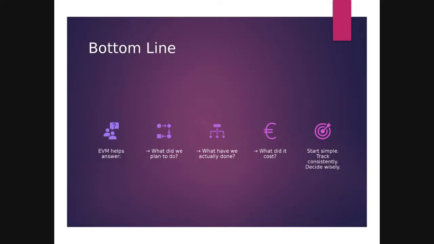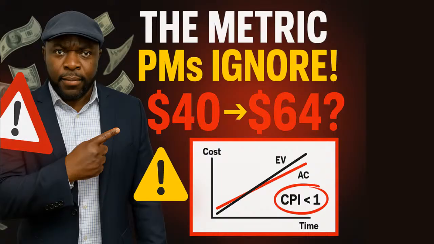So the bottom line is earned value helps answer what did we plan to do, what have we actually done, and what did it cost. Start simple, track consistently, and you got to decide wisely. There has to be the smart people in management being honest and telling the truth about how things are looking. Sometimes things aren't looking great. And that would be a perfect opportunity to just fess up, own up, and say, hey, things aren't going that great. What are we going to do to get things back on track?